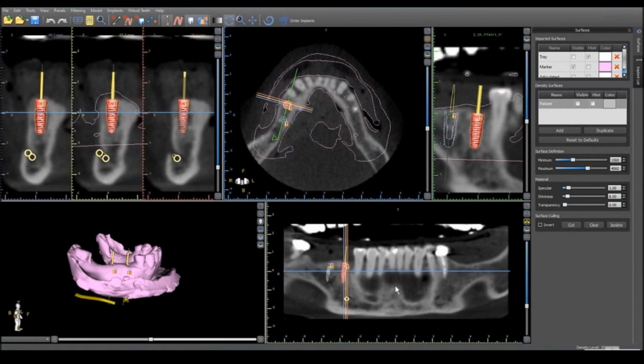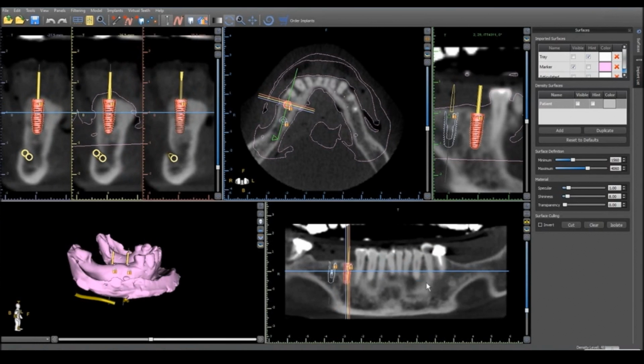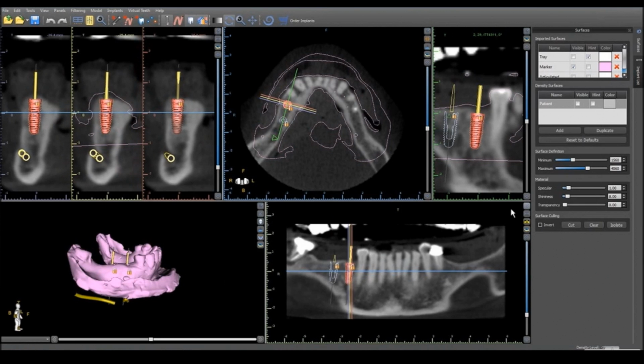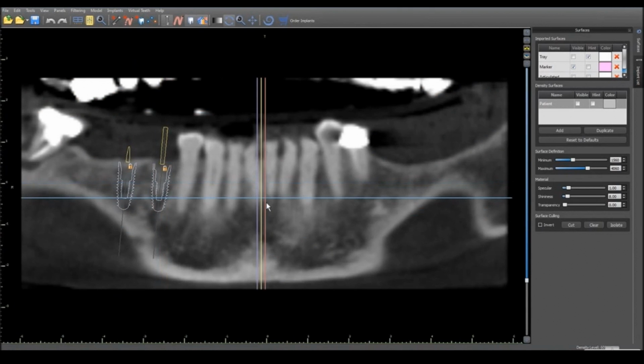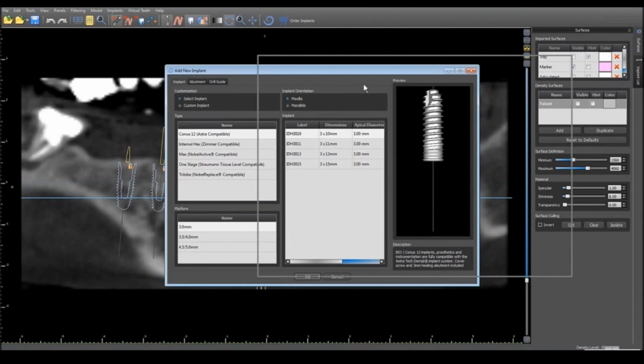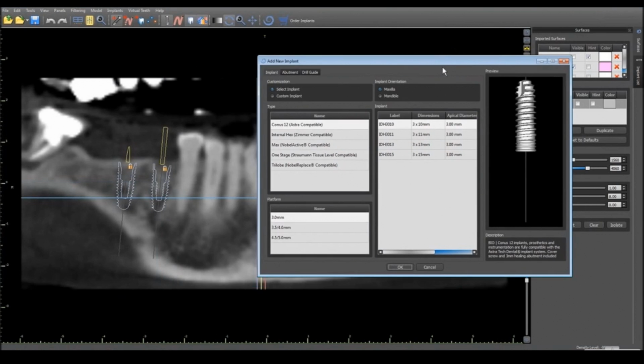Okay. I'm going to now go on to another case, which is similar to that case, but I have a set of surgical slides to go with this case. So this case is done in exactly the same way, where the implants are brought in. There's an implant library with Astra-compatible, Zimmer-compatible, Noble Active-compatible, Straumann, Noble Replace-compatible implants. You can select diameter and you can select length, mandible, maxilla.